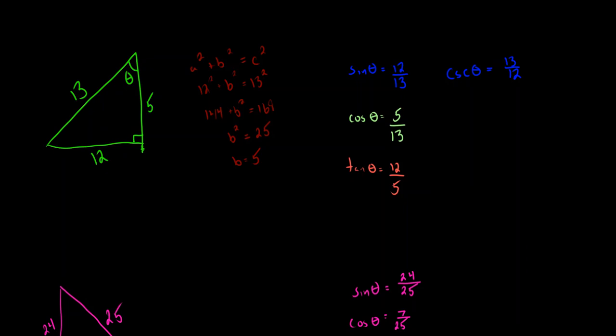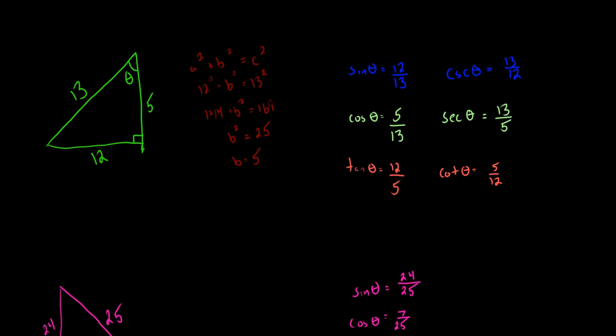Now cosine of theta was 5 over 13. If you know cosine, you should know secant. If cosine is 5 over 13, that means secant is just 13 over 5. It's just a reciprocal. We just flip it. And then tangent of theta was 12 over 5, which means cotangent was just 5 over 12. It's as simple as that.